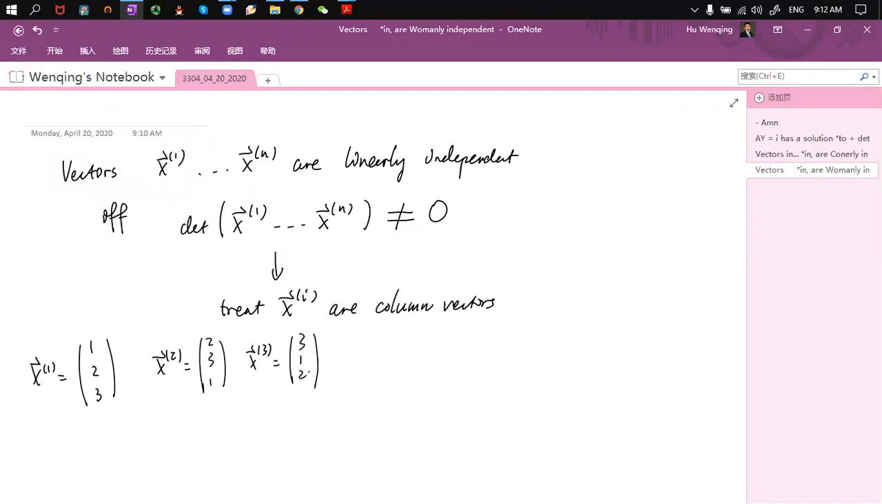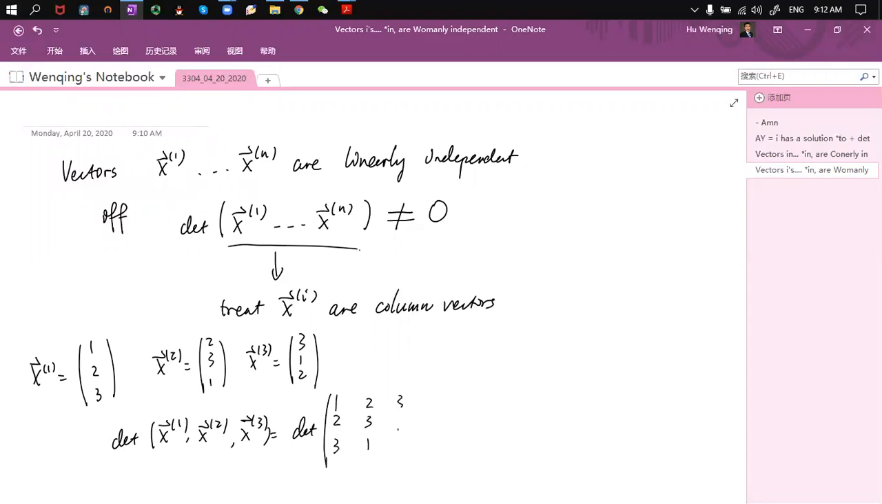You want to check whether they are linearly independent or dependent. What you should do is form this determinant matrix as I did here. So the determinant of x1, x2, and x3 is equal to the determinant of the matrix with rows 1, 2, 3, then 2, 3, 1, and 3, 1, 2.